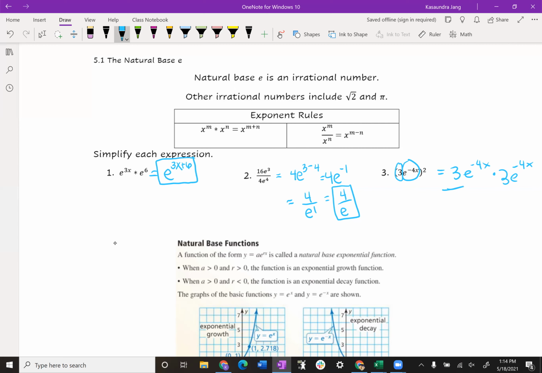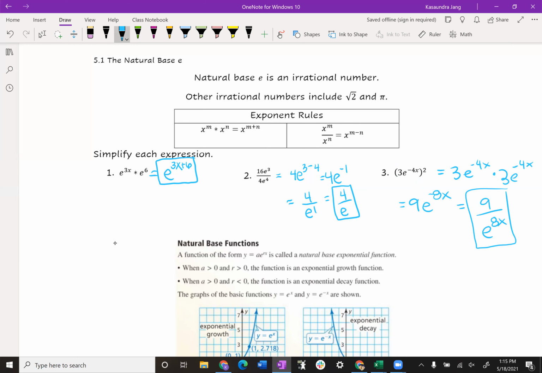My 3 squared, my 3 times 3 here, is 9. And my rule for multiplying with the same base means I have to add the exponents. So I'm going to add a negative 4x and another negative 4x. So negative 4 and negative 4 is negative 8. I get a negative 8x. Now I am not considered simplified until I get a positive exponent, which means I'm going to have 9 over e to a positive 8x. Notice the 9 did not have a negative exponent, so it did not move down to the denominator, just e to the negative 8x. The e was the only thing with a negative exponent.